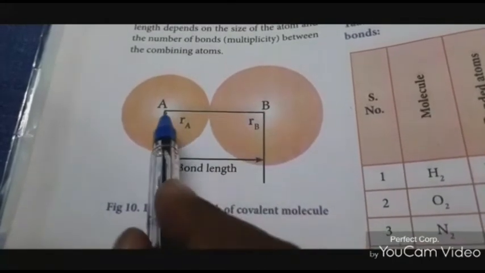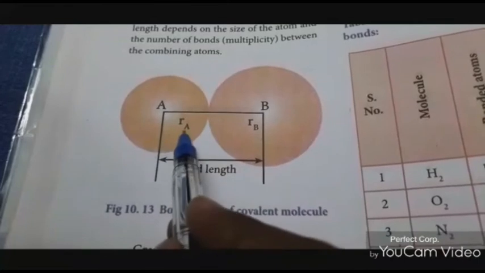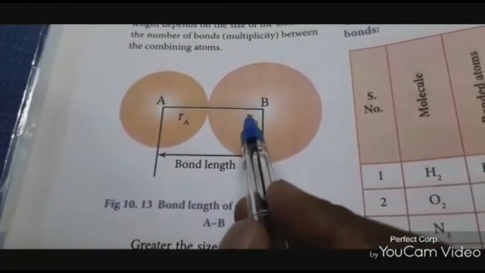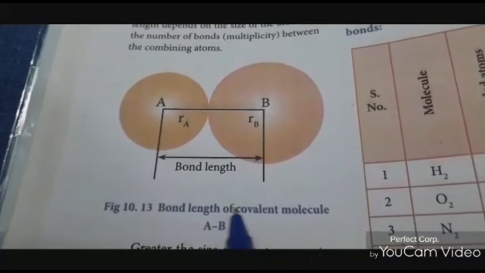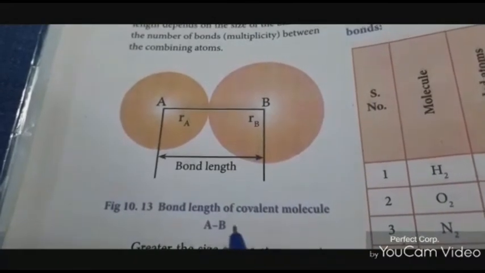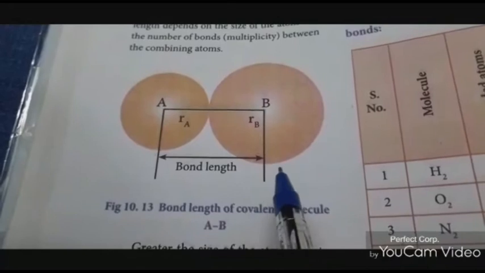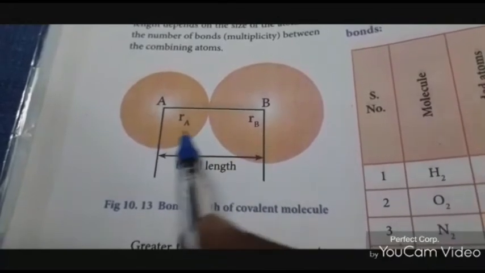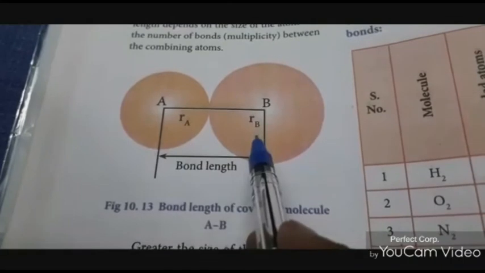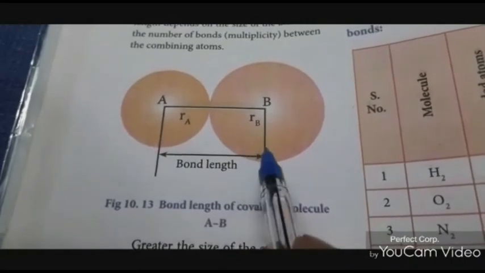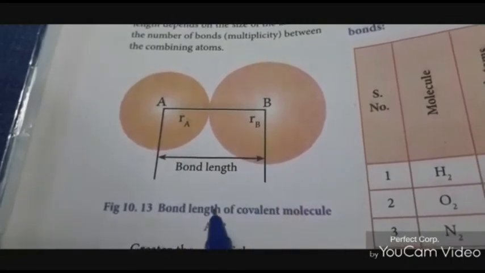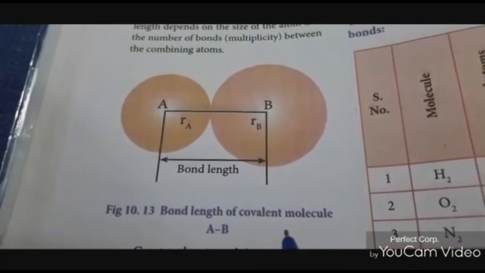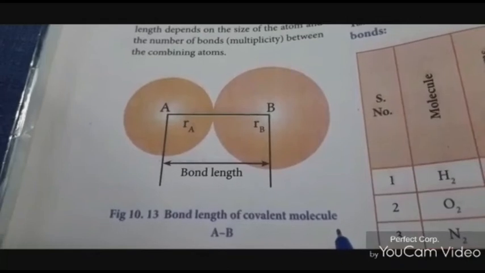This distance is called the radius of A atom. This distance is called the radius of B atom. Here the bond length of covalent molecule AB is calculated from Ra plus Rb, where Ra is nothing but the radius of A atom, Rb is nothing but the radius of B atom. Finally, bond length of covalent molecule AB is equal to Ra plus Rb.